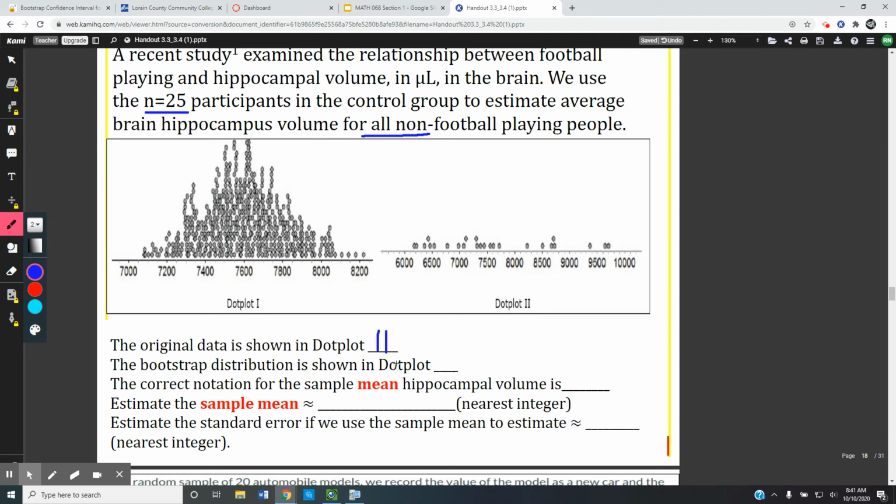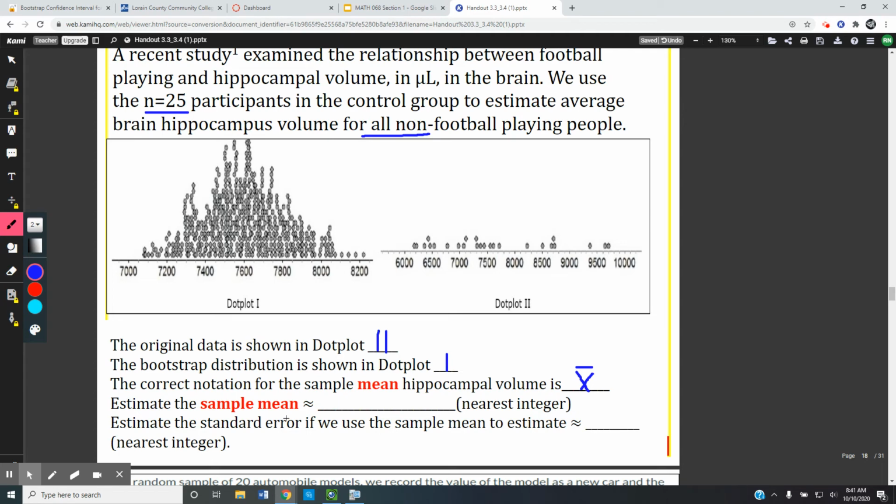The bootstrap distribution. Well, when I do the bootstrap distribution, remember, it was the one where I did many things. I never had all those many things. It's plot I. The correct notation for the sample mean hippocampal volume. Well, I'm going to have a hard time with this, but I'm going to try. It's x bar. That wasn't too bad, I guess. x bar.